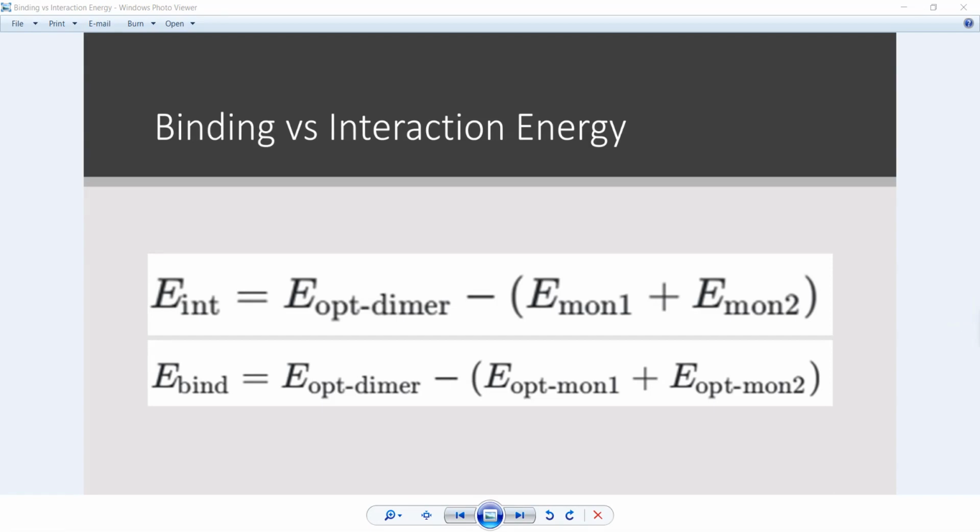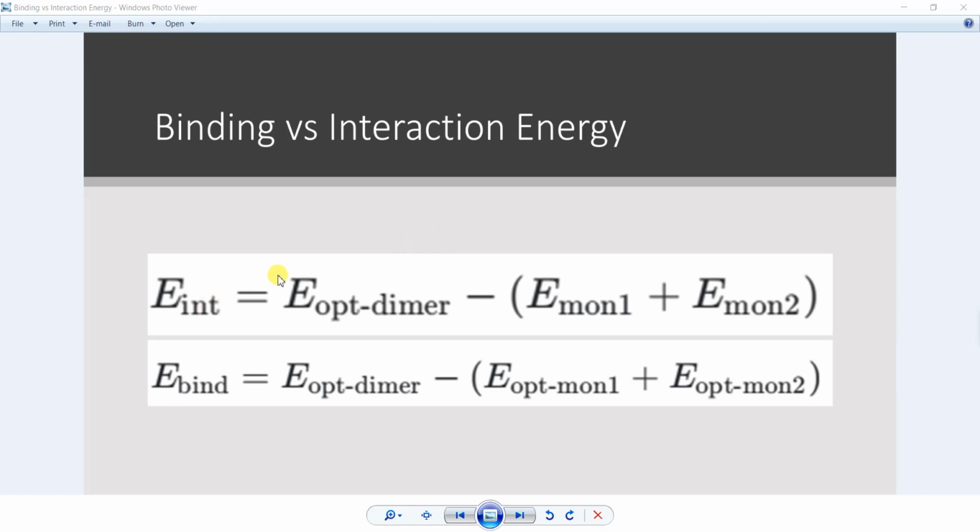Today in this video I'm going to describe the difference between binding and interaction energy. These are two terms, two different kinds of energies we usually calculate in computational chemistry. They are not too much different from each other. There is a very little difference while calculating them, but it should be clear because they're used in a wrong manner sometimes, and people don't make a difference between those two.